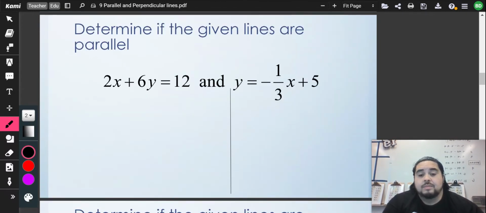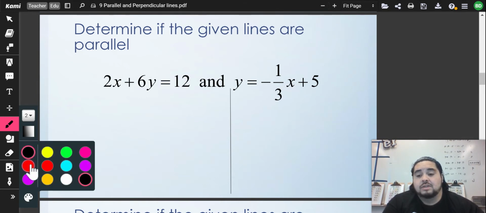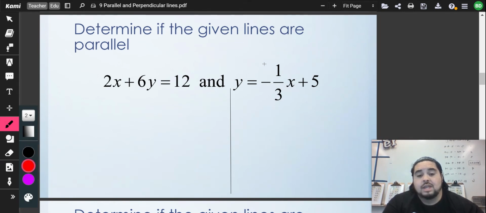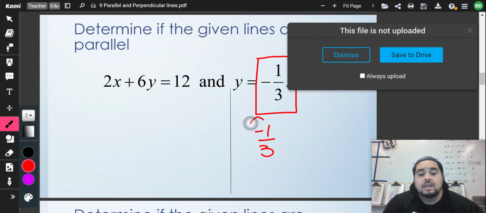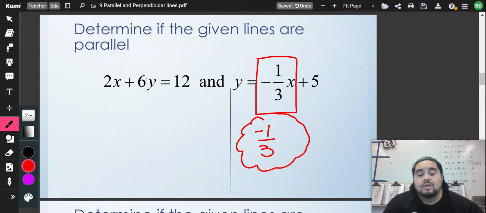I'm going to start with the line that I can already determine the slope of. On the right-hand side, we already have y equals mx plus b. We have our slope pretty clearly given to us right here, and that's a slope of negative 1/3. Because we want to tell if the lines are parallel, this is the slope we're looking for. We're looking for the same exact slope out of the line on the left-hand side, because again, parallel means same slope.